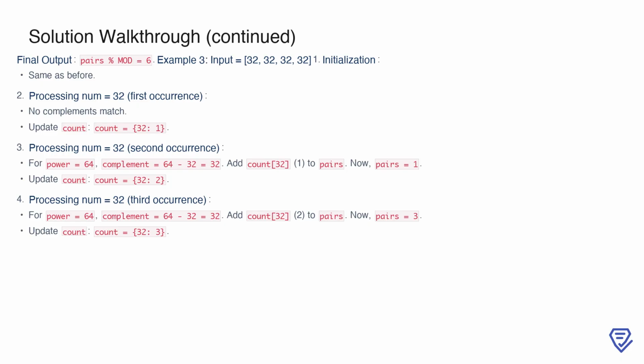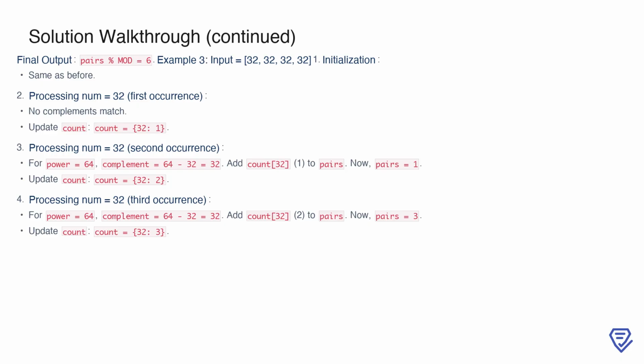Now, let's consider another example where all the numbers in the input array are identical but larger. The input array is 32, 32, 32, 32. Initialization is the same as before. For the first occurrence of 32, no complements match because count is empty. We update count to {32: 1}. For the second occurrence of 32, we calculate the complement for the power of 2 equal to 64. The complement is 64 minus 32, which is 32, and since 32 exists in count, we add its frequency, which is 1, to pairs. This gives us one pair so far. We update count to {32: 2}.